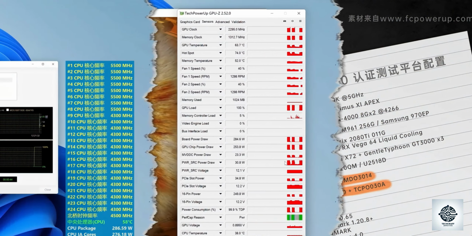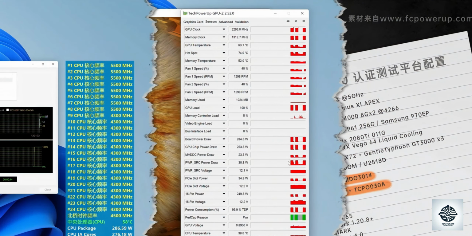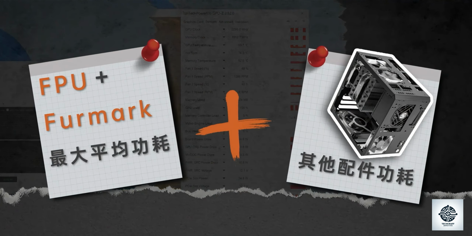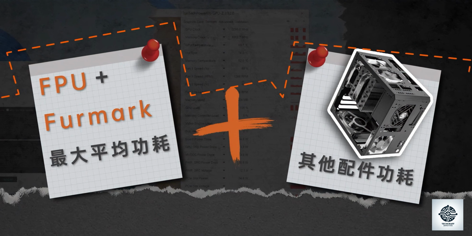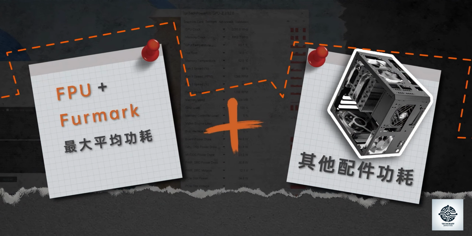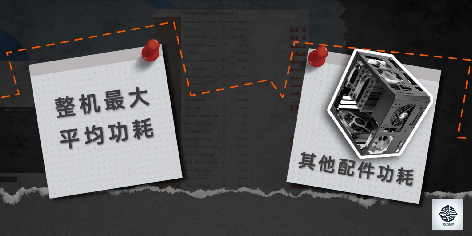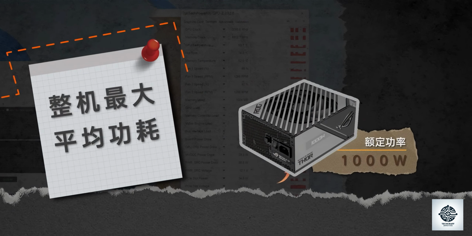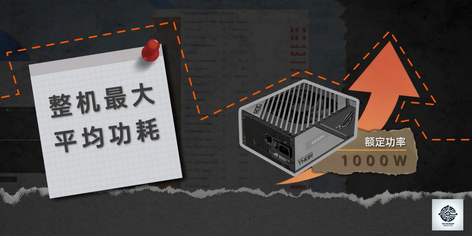Accurately assessing the maximum power consumption of the entire system is also not an easy task. Therefore, I recommend using software tools like FPU stress tests and Furmark to calculate the maximum average consumption of the entire system. This is the simplest and most intuitive method for most people to assess the appropriate power supply.